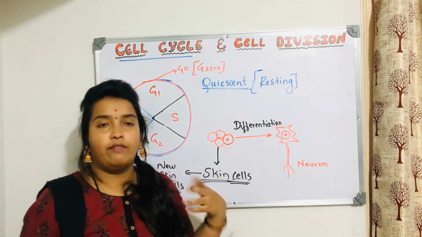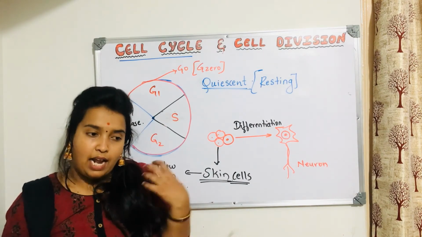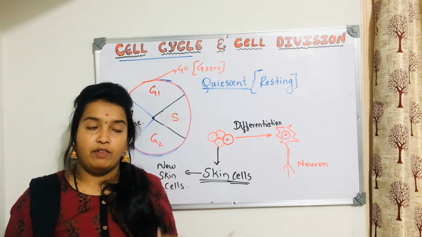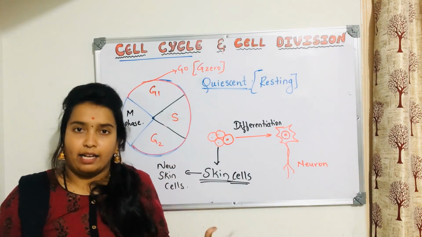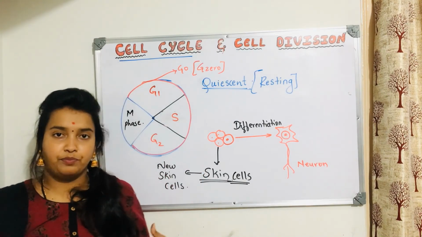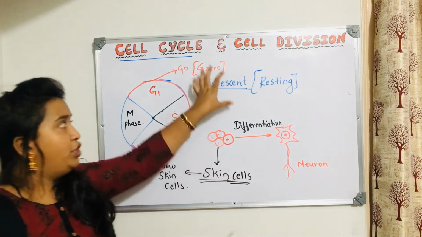Along with neuron, I can give you another example as RBC, red blood cells. So there are stem cells in our body which are continuously dividing, where exactly mitosis is happening. So here, I hope you understood about G0 phase.